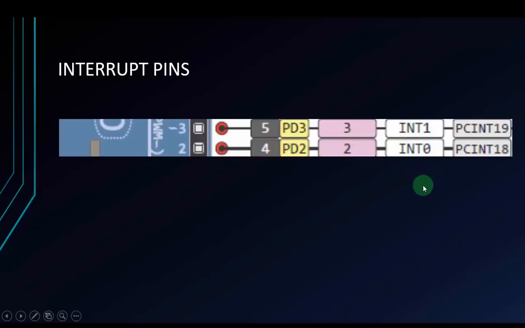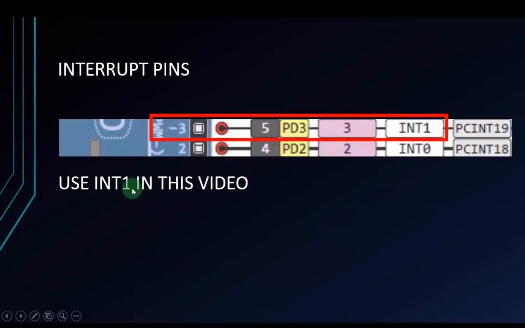And we can use interrupt 1 or interrupt 0 to receive data, but in the library we are going to download, they use interrupt 1, so we only use interrupt 1 to communicate with the keyboard. Okay, remember that. I will use interrupt 1 in this video to connect the Arduino and keyboard.